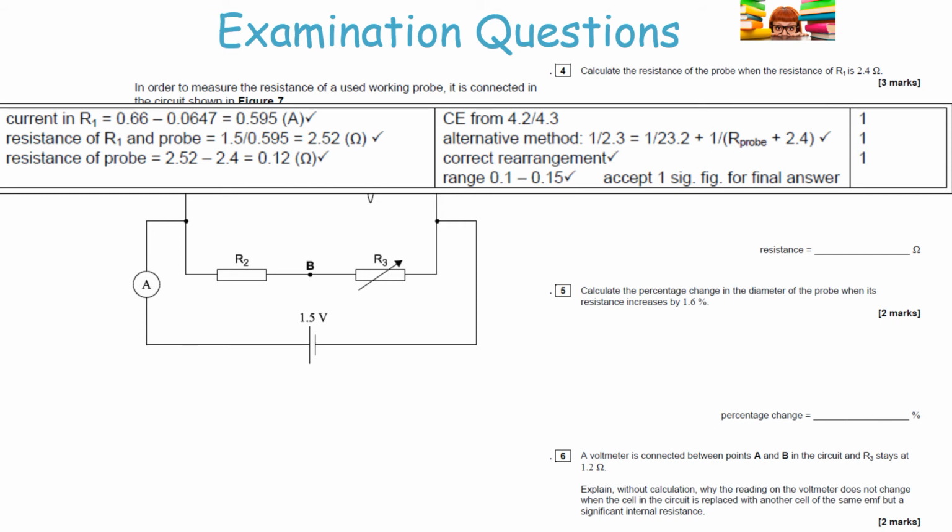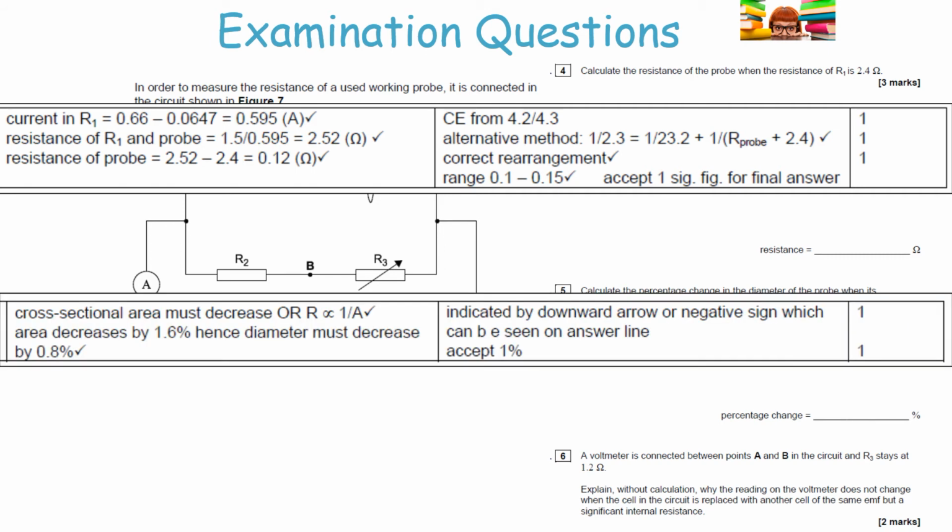Now the next thing is, how can you then work out the percentage change in the diameter of the probe when its resistance increases by 1.6%? Well, we know that the cross-sectional area must decrease because resistance is directly proportional to 1 over area. So the area decreases by 1.6%, and therefore the diameter must decrease by 0.8% because area is equal to pi r squared. Because it's a square, it's doubling in its value, so when we go back one, it's going to be halving to 0.8%.